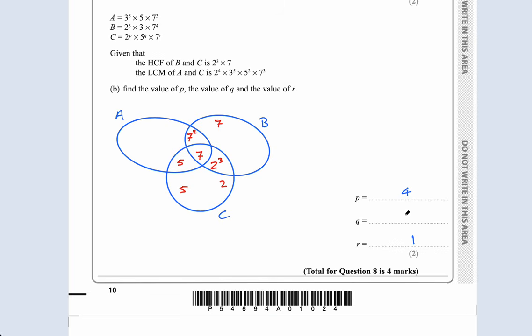So I haven't finished my Venn diagram, guys, but I've actually got enough information here. Now, I'm well aware that that's not going to be very easy for you to follow just by listening to me, but you have to try and just take your time and try and figure it out. Try and figure out why all these numbers go here. But if you read A, B, and C, and you read the HCF and LCM, you can see why, hopefully, I came up with those numbers.